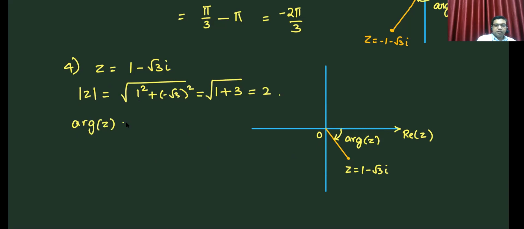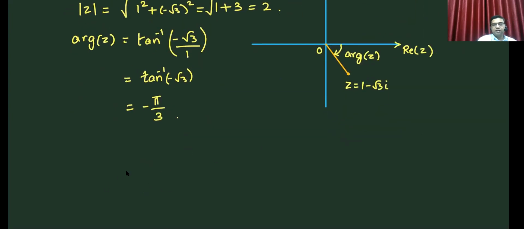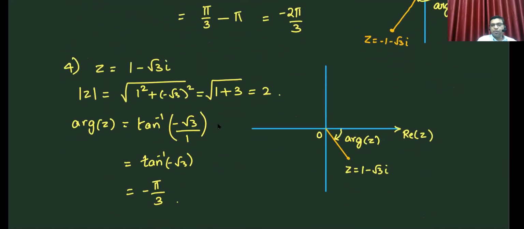Argument is tan inverse b by a. Now this is tan inverse of minus root 3, which is minus pi by 3. So this is how we find the argument. Now you don't have to add plus pi or minus pi because it is correct. It is a fourth quadrant angle, it is minus pi by 3. Okay, so we took one problem and did it in a different way.